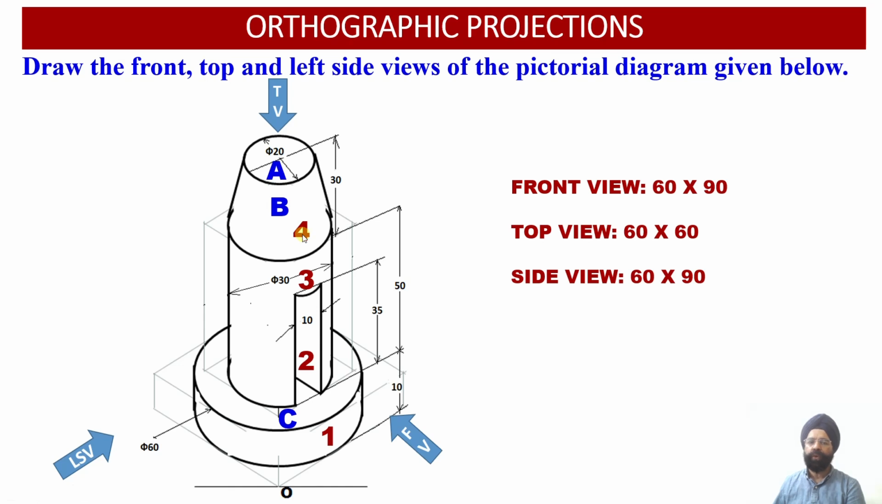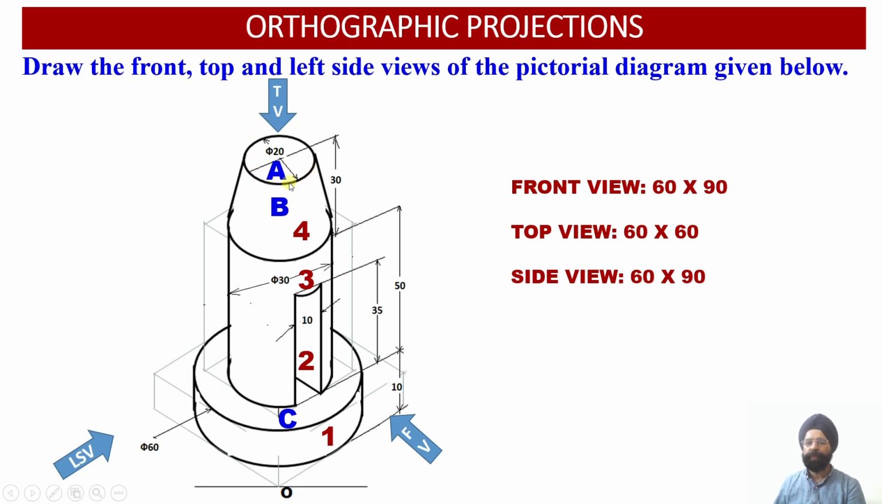Now when we look at the solid from the top, the surfaces which will be available are surface A, surface B and surface C, and we can see that looking from the top, surface number A happens to be parallel to the horizontal plane.